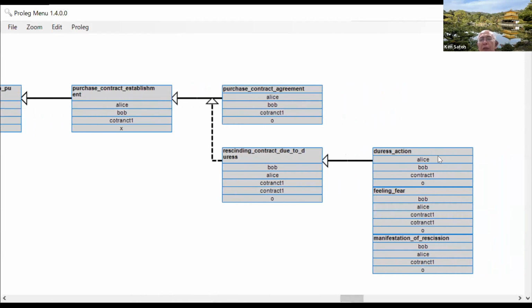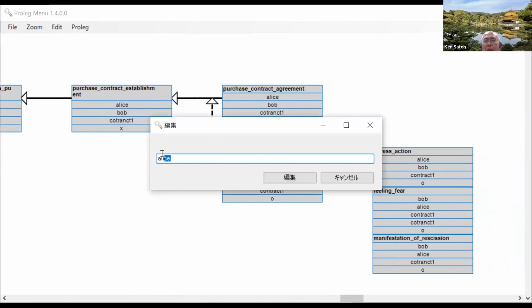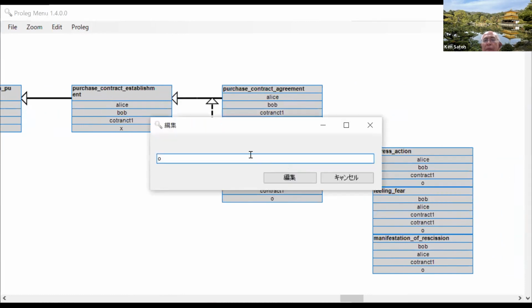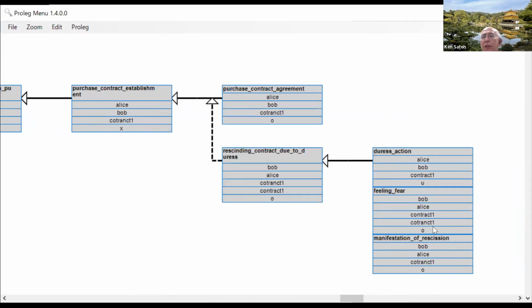So for example, Alice said that she didn't menace Bob. So in this case, we say that it is undefined. And the second one is also.